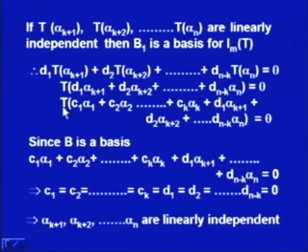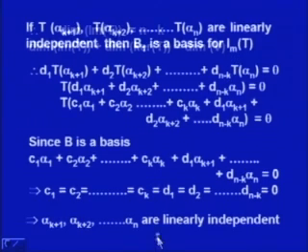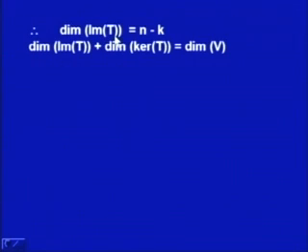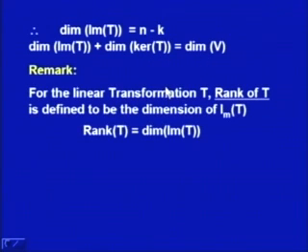So, these vectors are linearly independent, and that means the dimension of image T is n minus k, because we have n minus k vectors. So, what we have is dimension of image T plus dimension of kernel T is dimension of V. So, we have proved an important result.